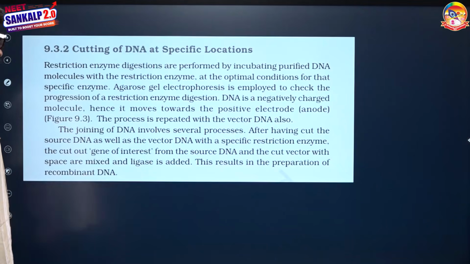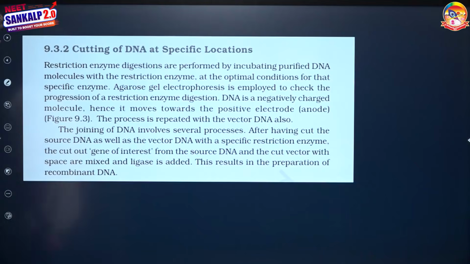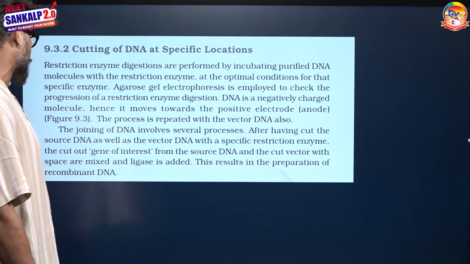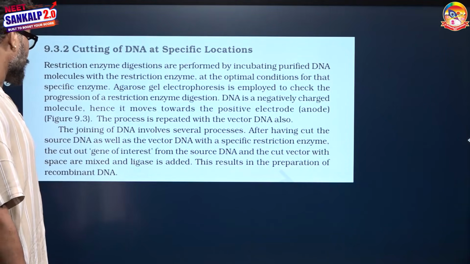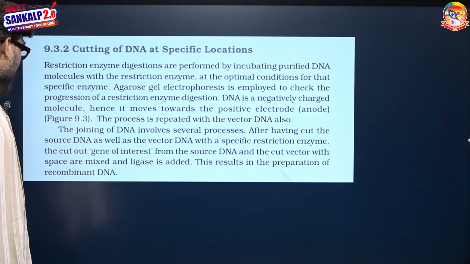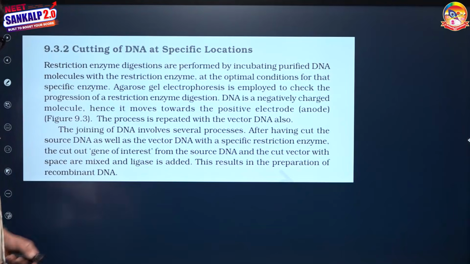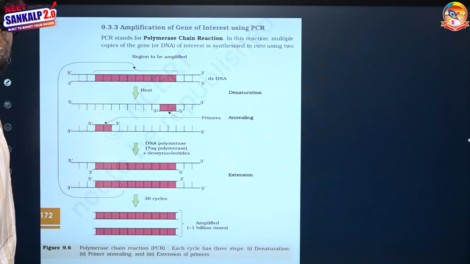The joining of the DNA involves several processes. After having cut the source DNA as well as the vector DNA with the same restriction endonuclease enzyme, the gene of interest from the source DNA is cut, and the cut vector and the cut gene are mixed with the ligase enzyme. This ligase will result in the preparation of recombinant DNA.